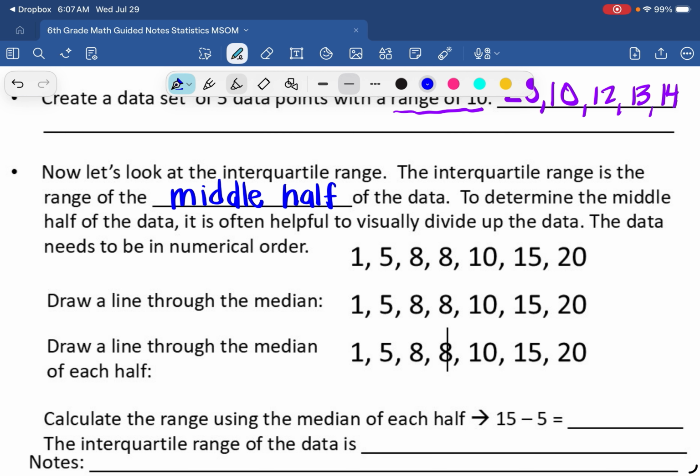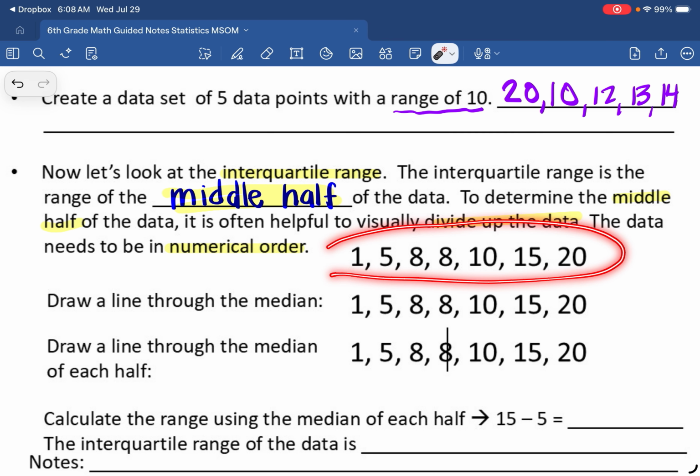Now let's look at the interquartile range. The interquartile range is the range of the middle half of the data. To determine the middle half of the data, it is often helpful to visually divide up the data. The data needs to be in numerical order. So again, you need to have your data listed from smallest to largest. This data right here is already in numerical order. So we're going to divide it up into 4 sections.